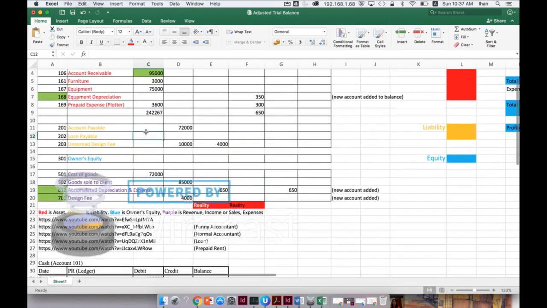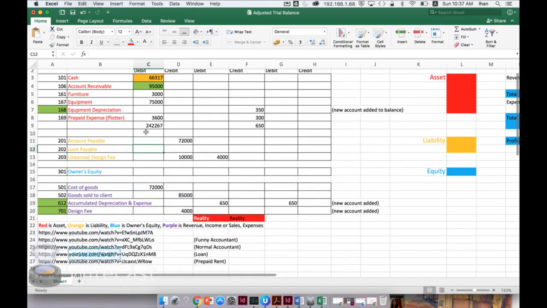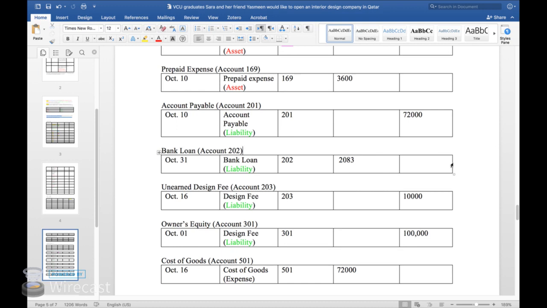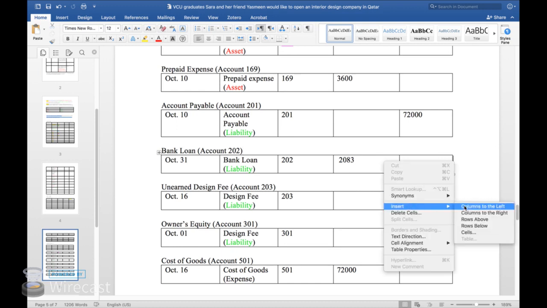Okay, first, started from. I need to check. I think that one is wrong in here, because it did not show. This is not correct. I need to insert another column.